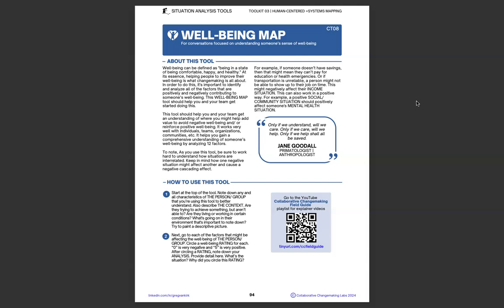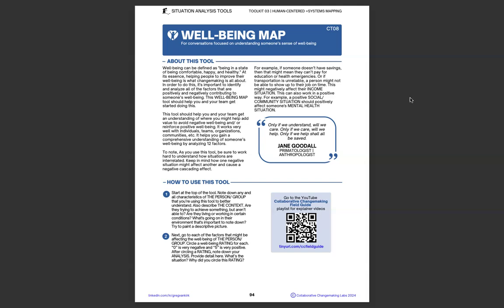To note, as you use this tool, be sure to work hard to understand how situations are interrelated. Keep in mind how one negative situation might affect another and cause a negative cascading effect. For example, if someone doesn't have savings, then that might mean that they can't pay for education or health emergencies. Or if transportation is unreliable, a person might not be able to show up to their job on time. This might negatively affect their income situation. This can also work in a positive way. For example, a positive social/community situation should positively affect someone's mental health situation.